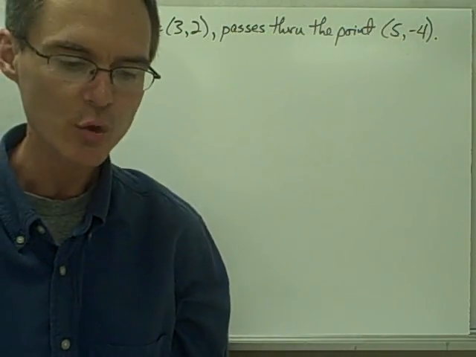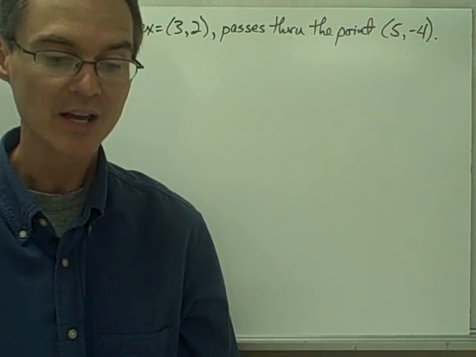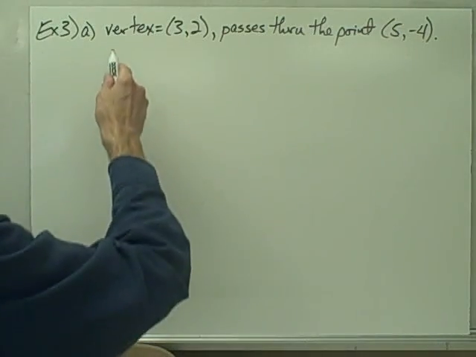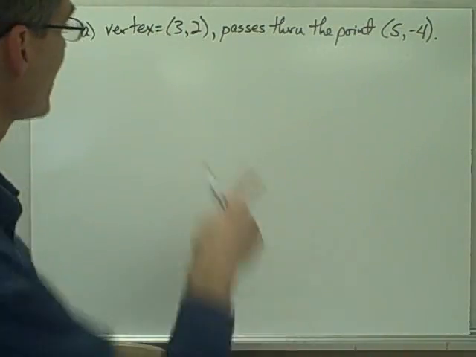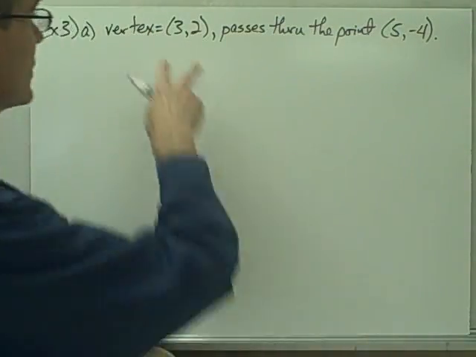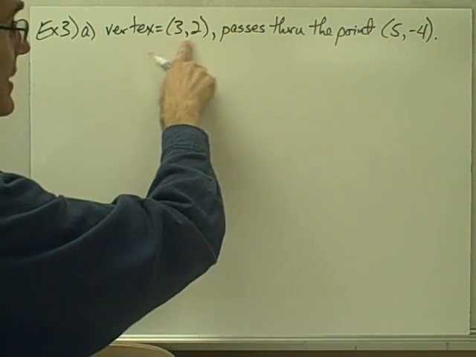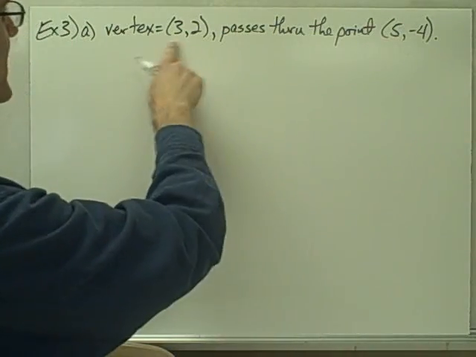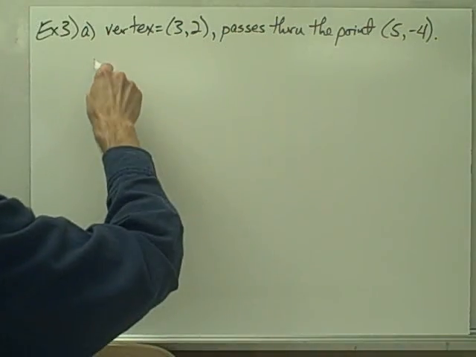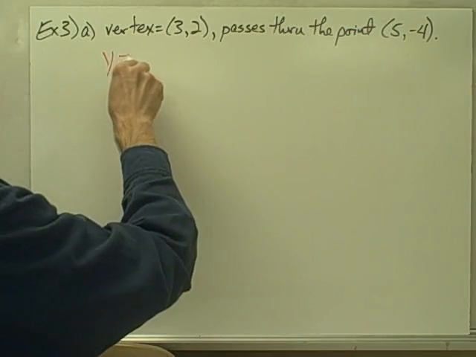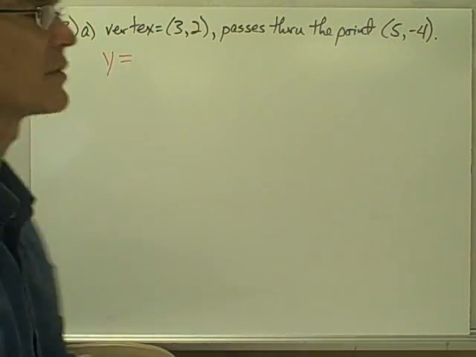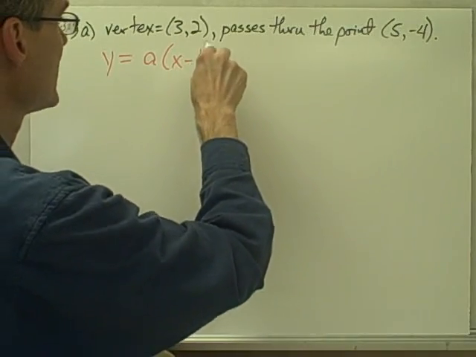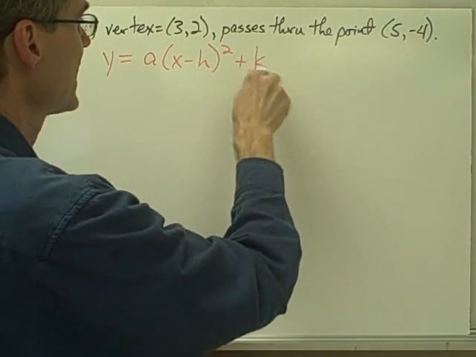Example 3 says write the equation of the parabola that has the given vertex and passes through the given point. Okay, so I've got a parabola that is a second degree equation. It gives me the coordinates of the vertex, and tells me it passes through this point. Well, since I'm given the vertex, it makes sense for me to use the vertex form of the equation of a quadratic, which is y equals a times (x minus h) quantity squared plus k.